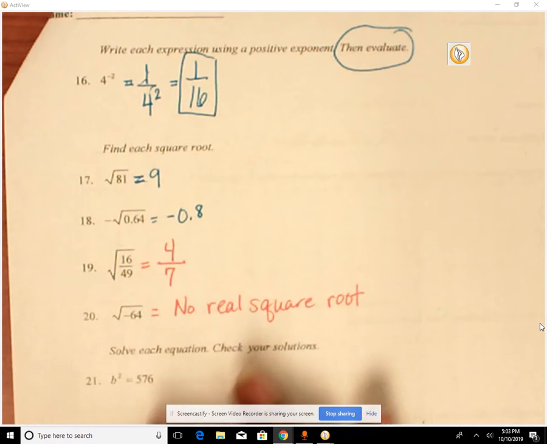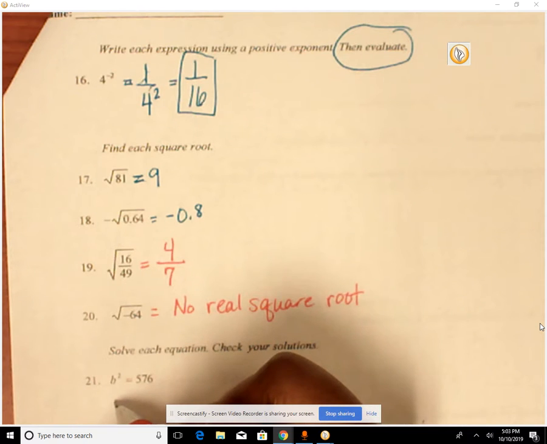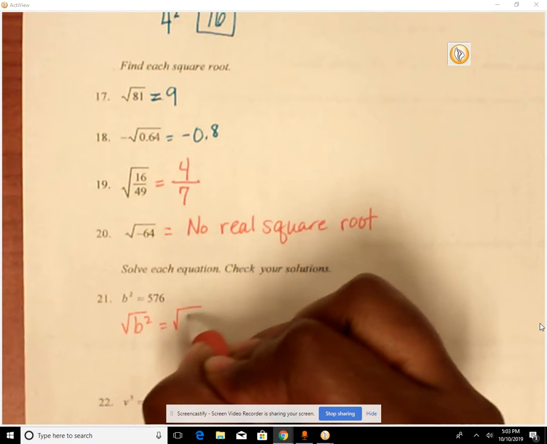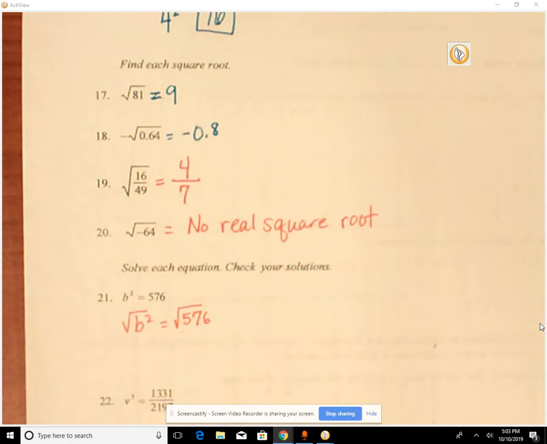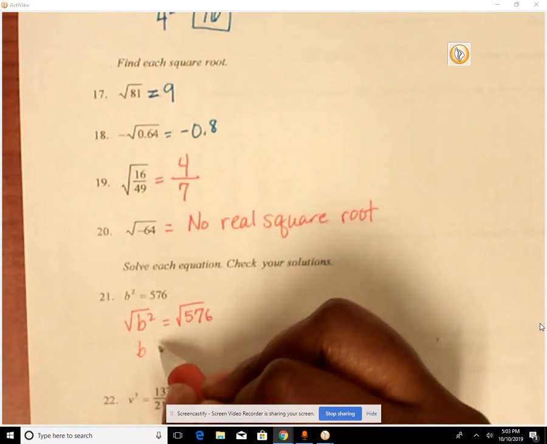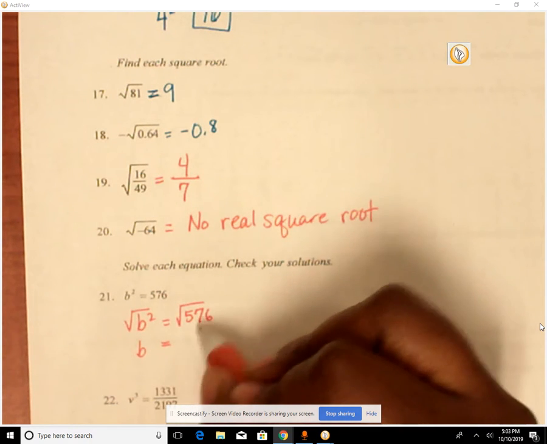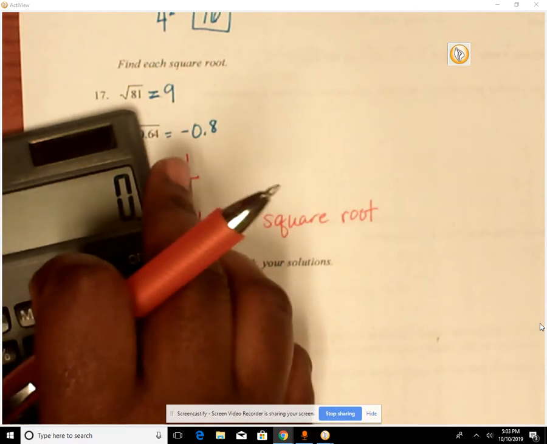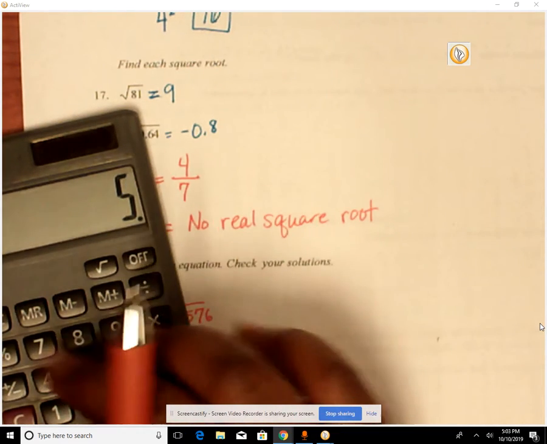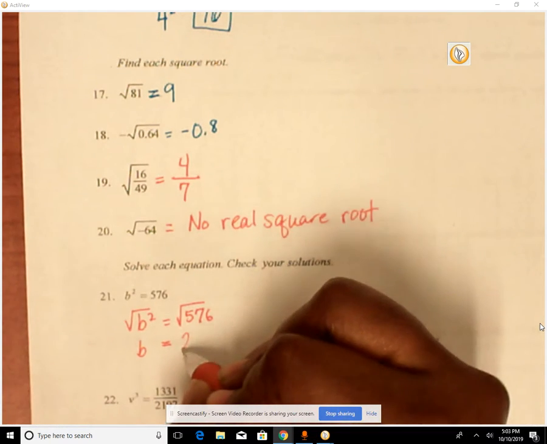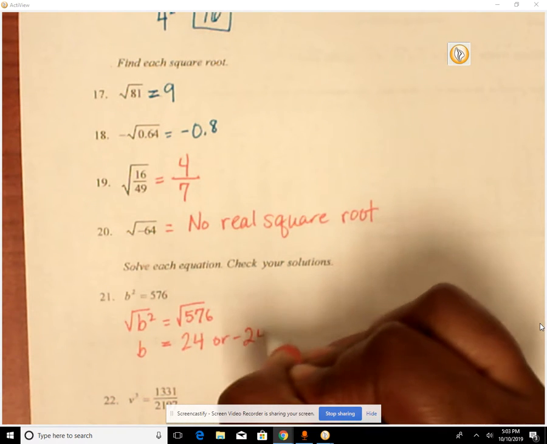All right, so 21 and 22, solve each equation. Check your solution. The opposite of square is square root. So I'm going to take the square roots of both sides, because it's already squared. And the square root of b squared is just b. And here, the square root of 576, I can look at my cube root sheet, or I can put it in here. 576, right? It's 24. So it's positive or negative 24.